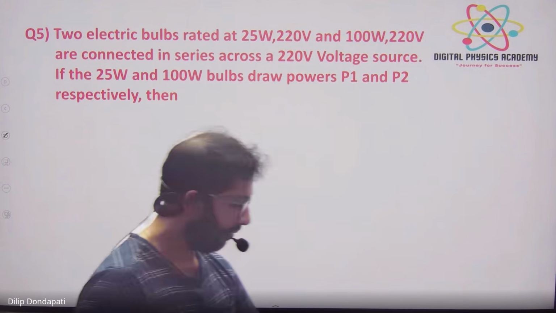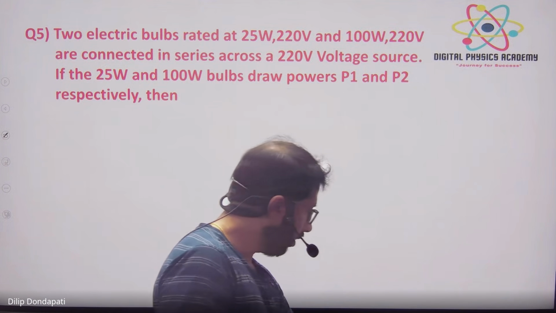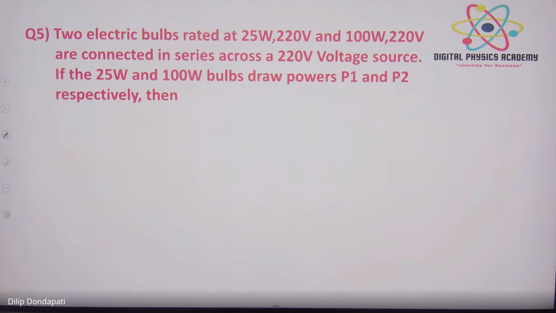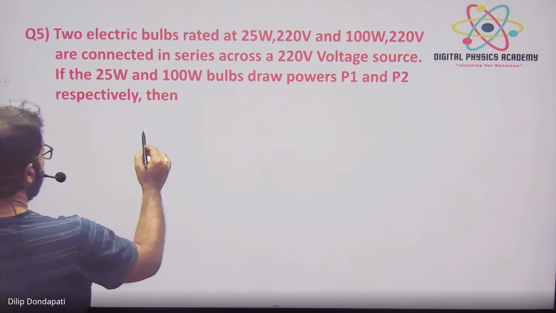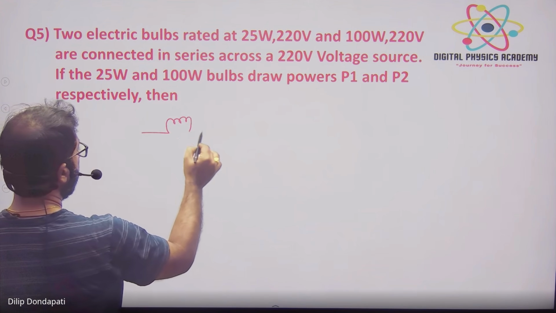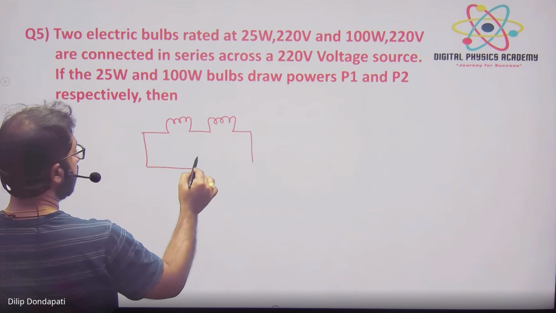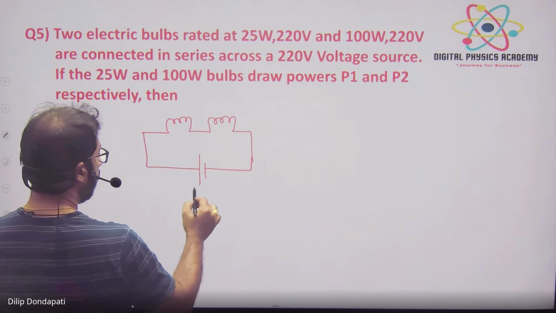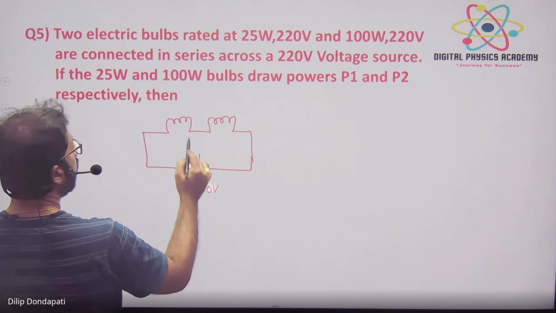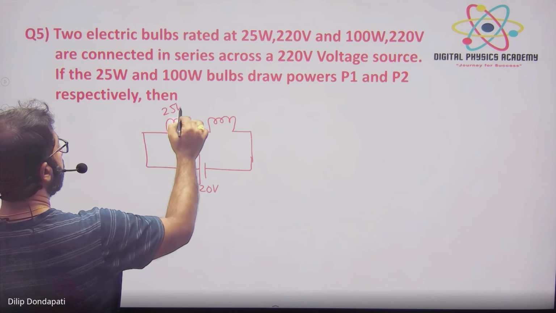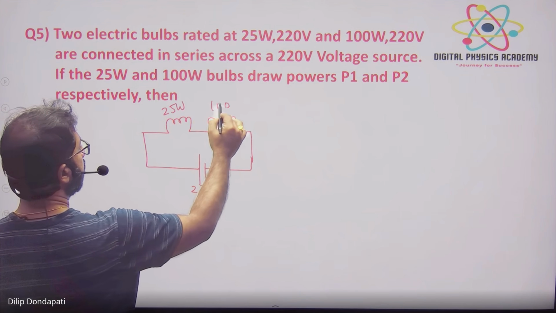Do the next one. This question was in JEE, solve it. Two electric bulbs, this much and this much, are connected in series across the 220 volts. So one bulb is there, the other bulb is there, connected in series. 220 volts. This one has a rating of 25 watts. This is 100 watts.